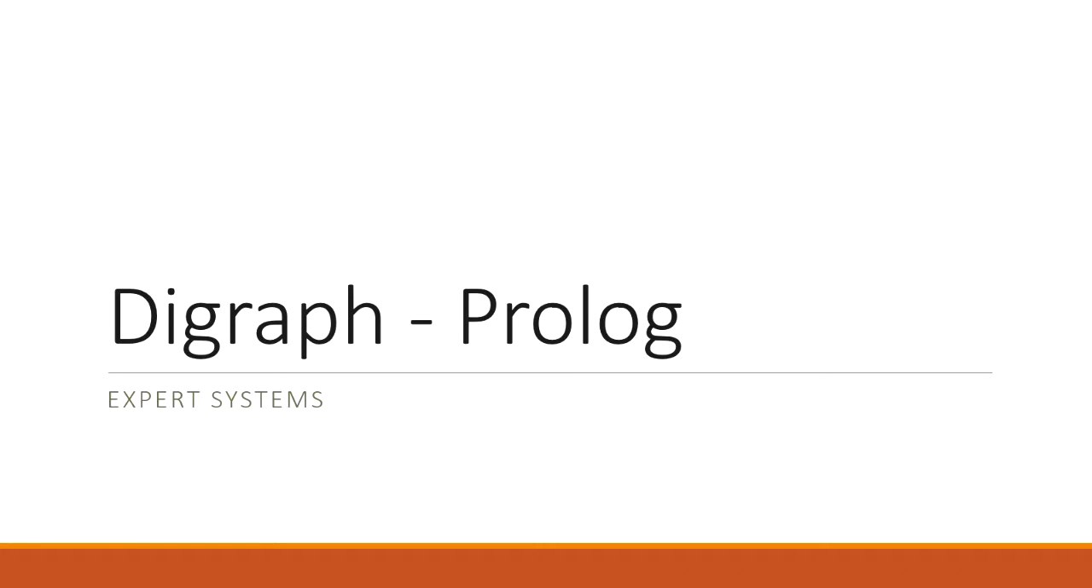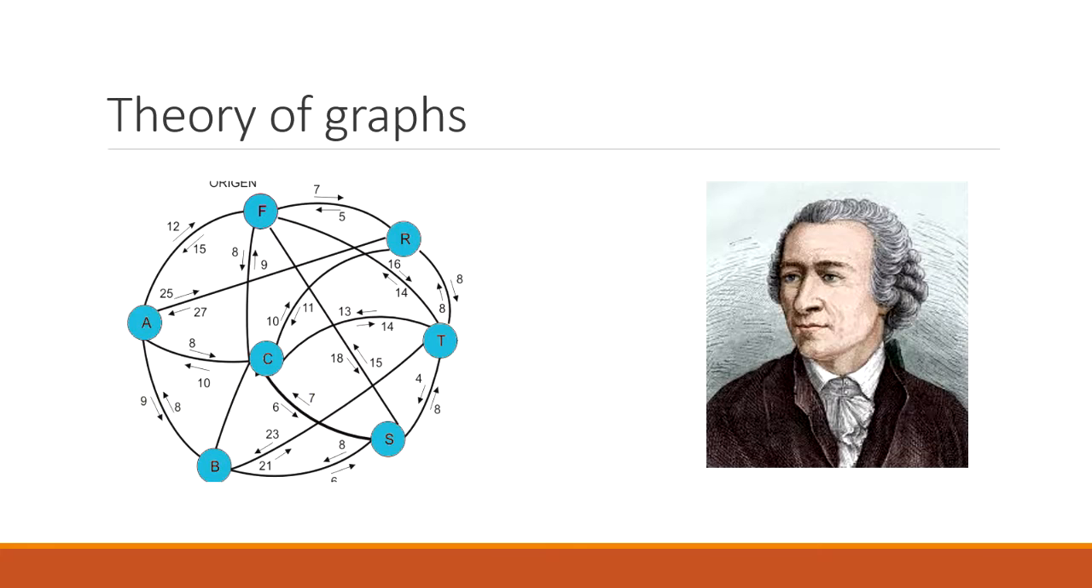Hello friends, in this video we will discuss the topic of graphs and propose a way to find the optimal path between nodes by using Prolog. The theory of graphs originates from the 18th century, where it was sought to cross the 7 bridges of the city of Königsberg only once each.